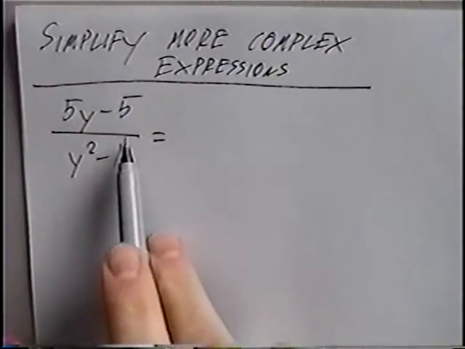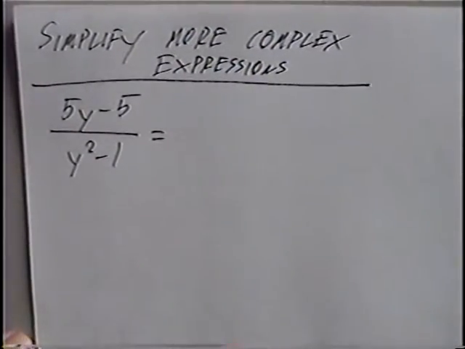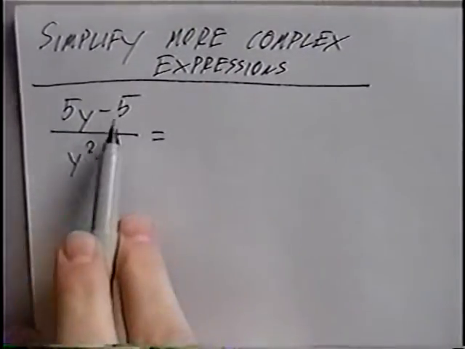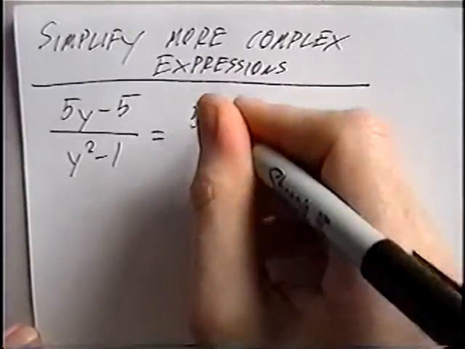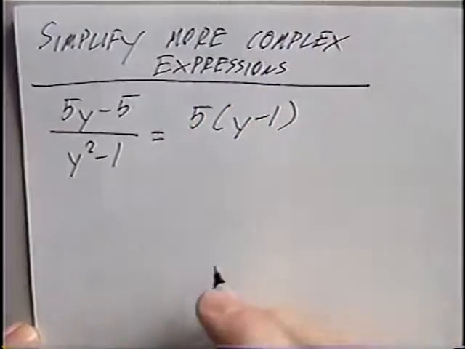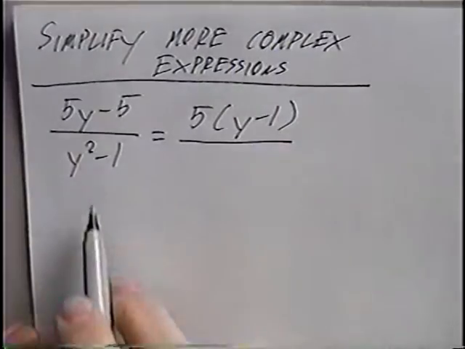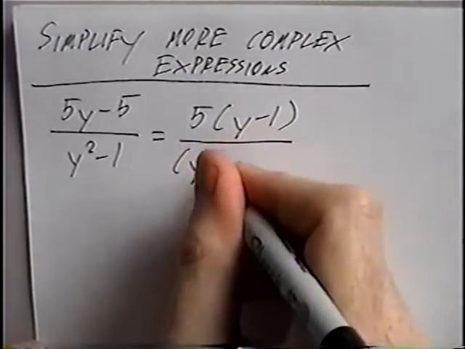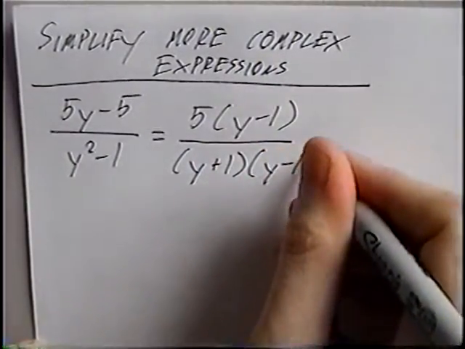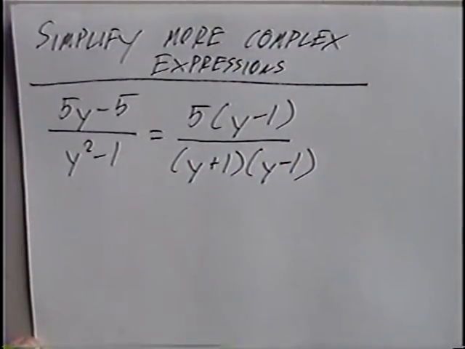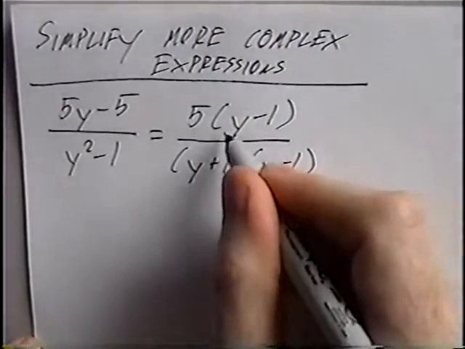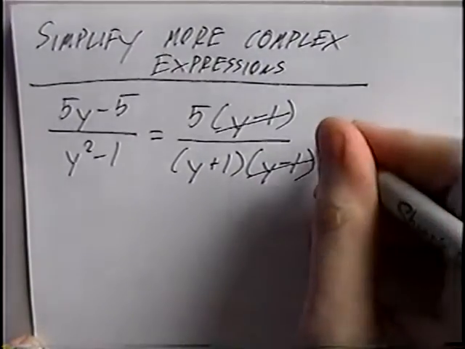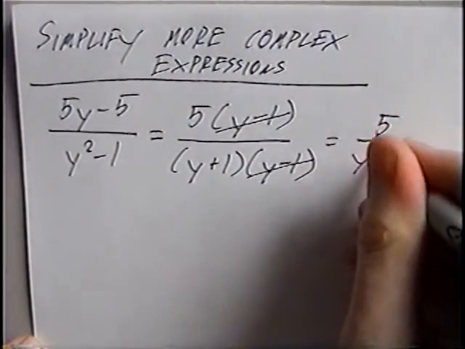In this question, there's nothing to cancel out at the beginning, but what we can do is factor the numerator and denominator. If you factor the greatest common factor on the numerator, you're left with 5 times y minus 1. And if you factor the denominator, this is difference of squares, you'll have y plus 1 and y minus 1. After you factor, you'll have a set of parentheses that you can cancel out. And your final answer is what's left over, which would be 5 over y plus 1.